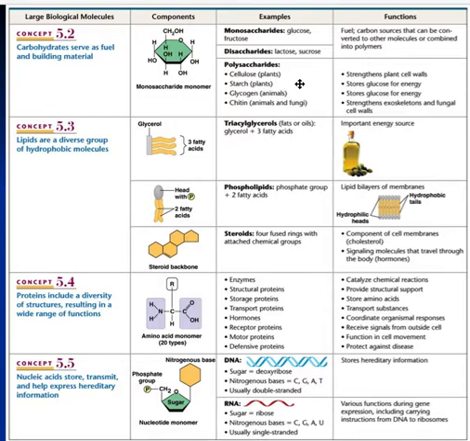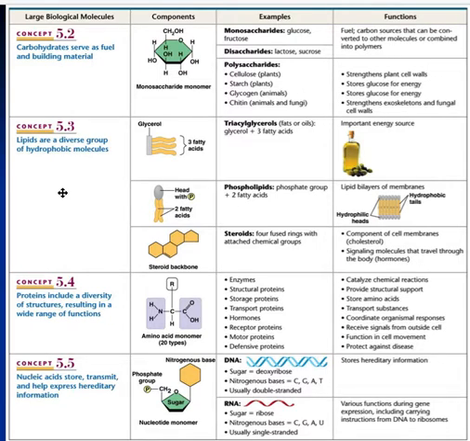Some functions of carbohydrates, mainly they're there for a fuel source. Carbohydrates are the best source of energy. There are some other functions of carbohydrates, but carbohydrates are the preferred source of energy.